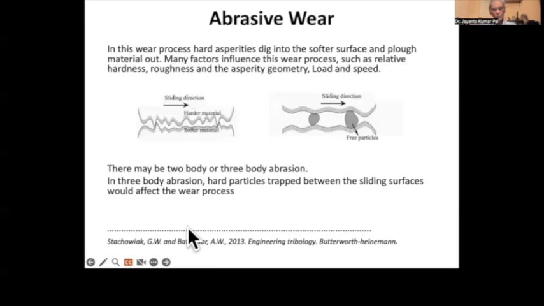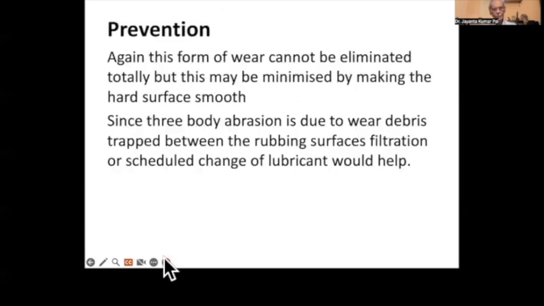So the best way to avoid three body abrasion is to eliminate the wear debris. So as we were discussing, for two body abrasion, the only thing we can do is to make the harder surface smooth so that the asperities cannot dig in much more. And see, it depends on the use. This is not in the hand of the user.